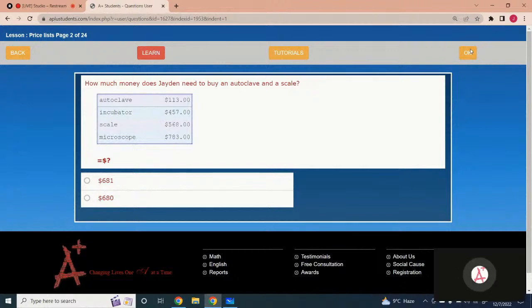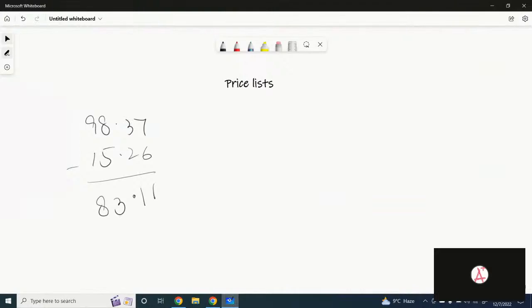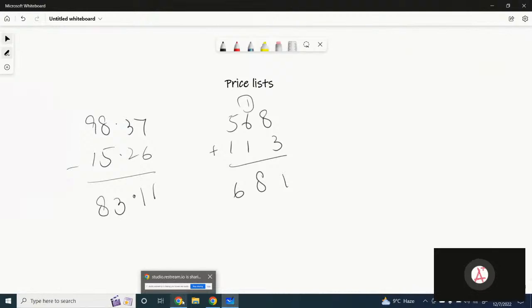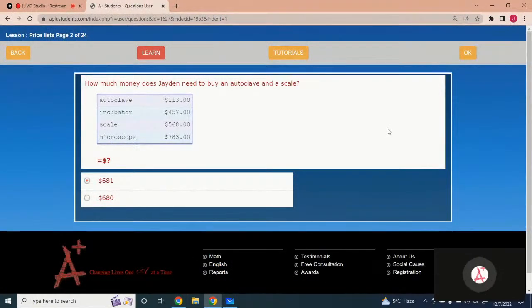Very good. How much money does Jaden need to buy an autoclave and a scale? So you have to calculate the amount he needed to buy the autoclave and scale. Just add the amounts needed for the autoclave and scale. So you have to add $568 plus $113. It would be 8, 9, 10, 11, 1 and 1 carry, 6 and 1 is 7 and 1 is 8, and 5 and 1 is 6. So it would be $681 he needed to buy an autoclave and a scale. Got it? 681, not 781.